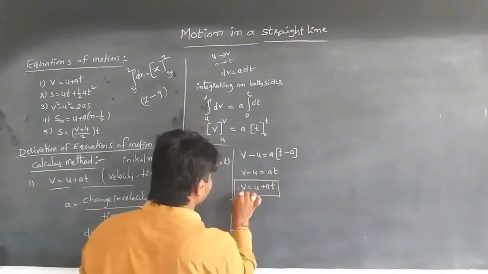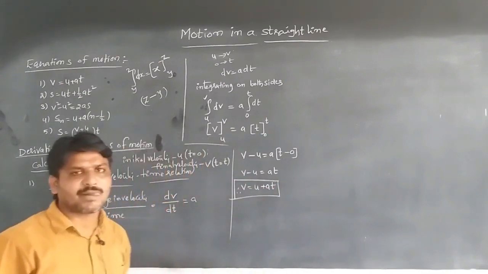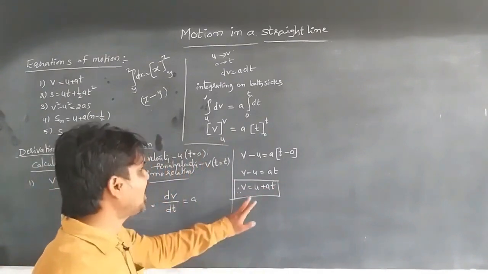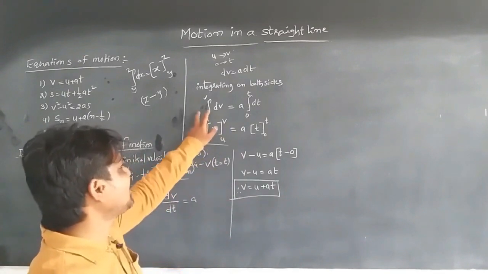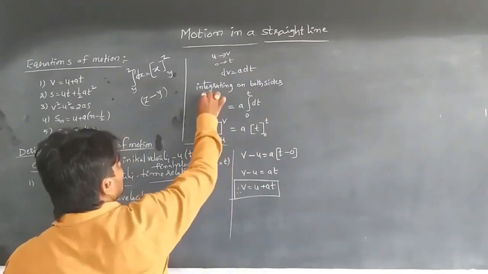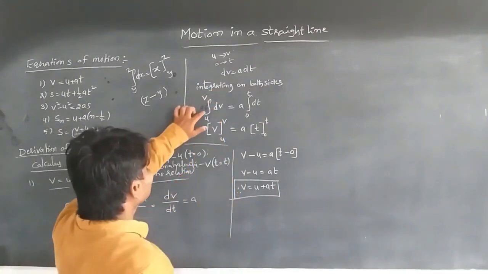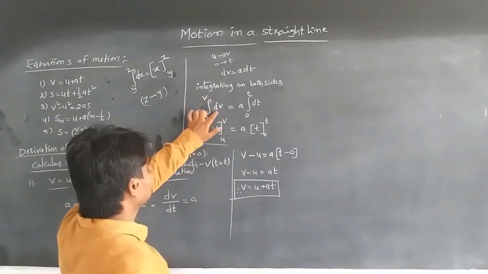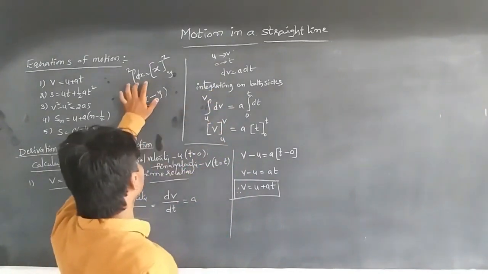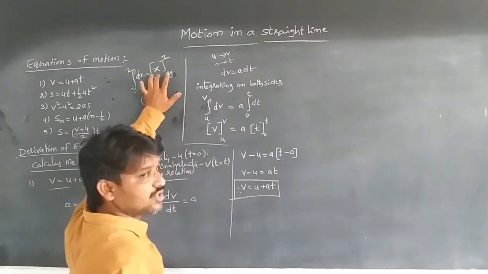This is the kinematical equation of motion derived by using the calculus method. This is the integral formula. Don't be confused. Whenever we integrate the change in velocity, we should do it like this.